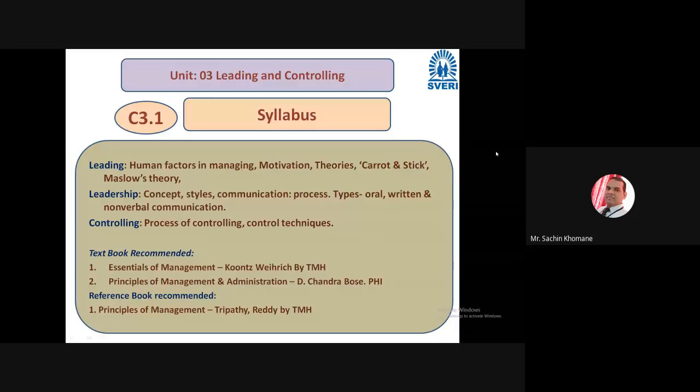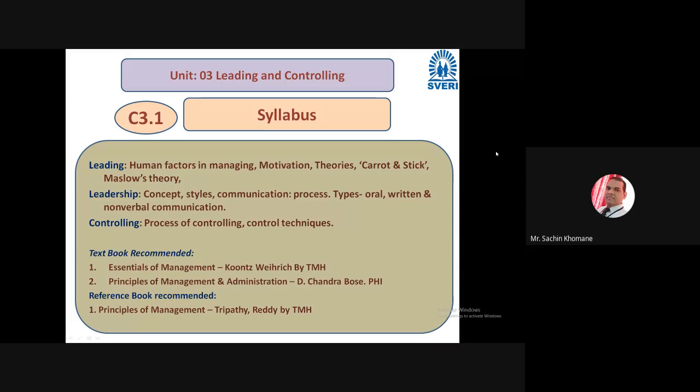Okay, so the first section, as you know, is based mostly on the functions of a manager. This is the syllabus for unit number 3 that I have discussed with you: leading, leadership, controlling. So this major discussion will be there in this unit. Then the textbook which you should refer to is Essentials of Management. For this unit also, as I suggested for the earlier 2 units, refer to the same book.